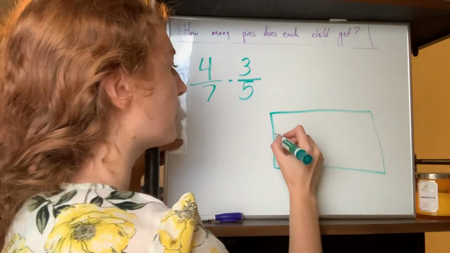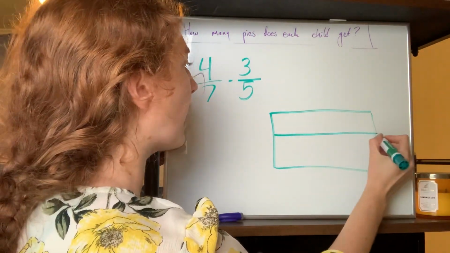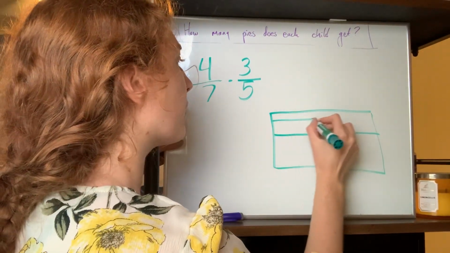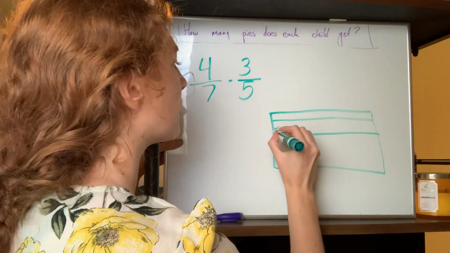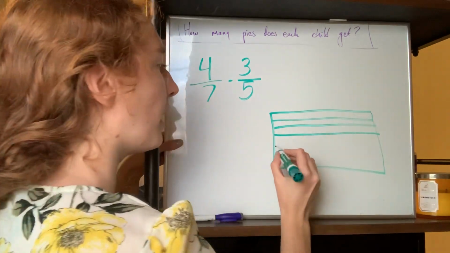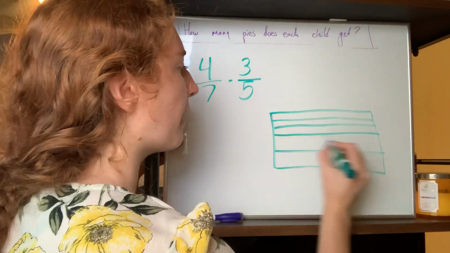So I'll draw my 7ths first. So again, I'll break it in almost half. And then the top will be my first 3 things. So it's less than halfway there. And then this one will be 4, so I'll split it in half and each of those in half.